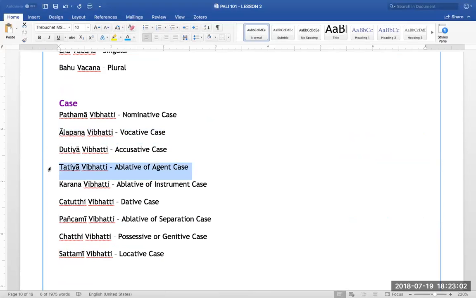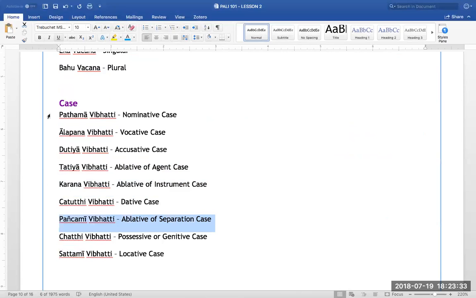And Tatiya, Karana, and also Panchami, you see there is something common. Ablative of agent, and ablative of instrument, and ablative of separation. So you can find some similar forms in the structure of these 3 vibhatis. You will find it in the next lesson.